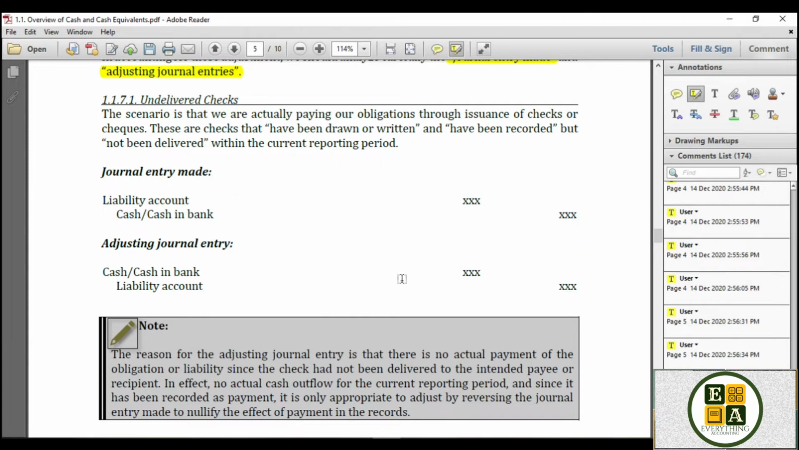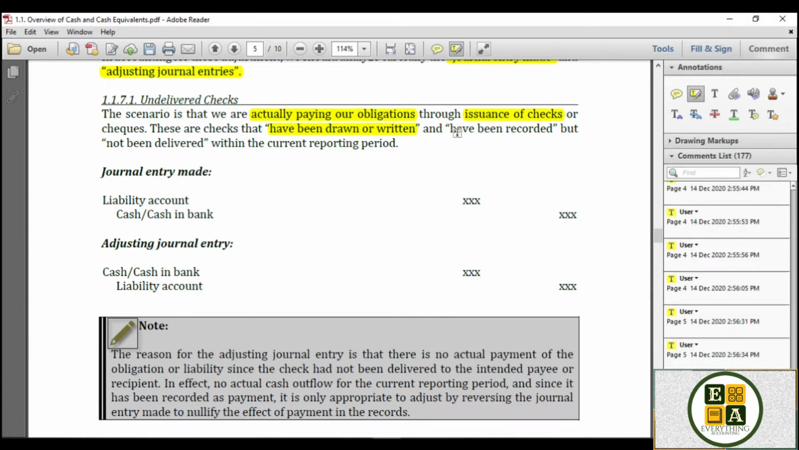Yung undelivered checks, yung scenario dyan, generally, nagbabayad tayo. We are actually paying for obligations. Nag-i-issue tayo ng checks. Pero, yung checks, hanggang drawing or pag-write lang. Pag sinabi nating draw or had been drawn or written, hanggang sa pagsulat lang dun sa cheque. Okay? Hindi literal na nagdo-drawing, hindi ganon. Pag sinabi nating draw or drawn or written, hanggang dun ka lang sa pagsulat dun sa cheque. Kasi yung cheque, di ba, sinusulatan pa yon.